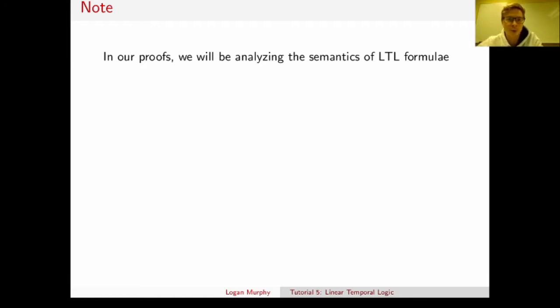A quick note before I continue. In a lot of these proofs we'll be analyzing the semantics of particular formulas. So we'll go from something like this, which says that there's an infinite word sigma which satisfies phi or psi. And of course the way we interpret that in the semantics of LTL is that either sigma satisfies phi or sigma satisfies psi.